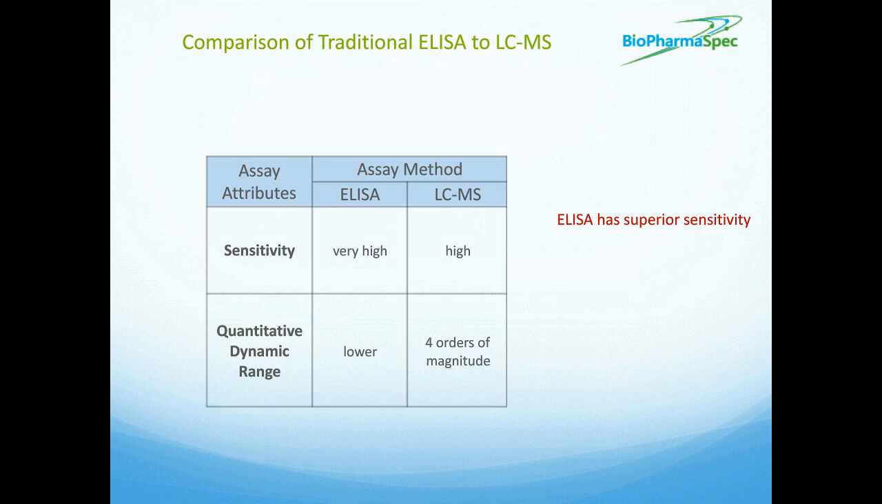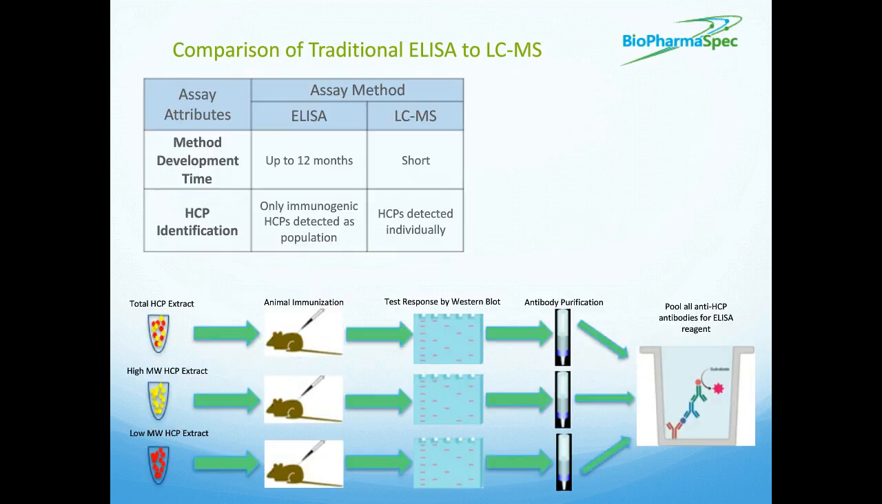The dynamic range of LC-MS is also 4, sometimes 5 orders of magnitude, which means we can detect very low levels of contaminants among very high levels of drug product within a single run and without the need to perform serial dilutions. Moving on, other assay considerations include the method development time and the scope of compounds or HCPs that can be identified by these different approaches.